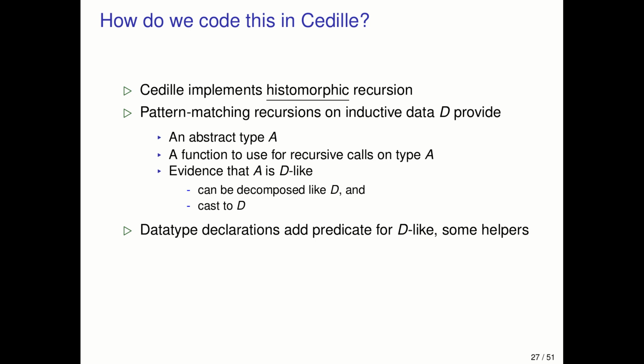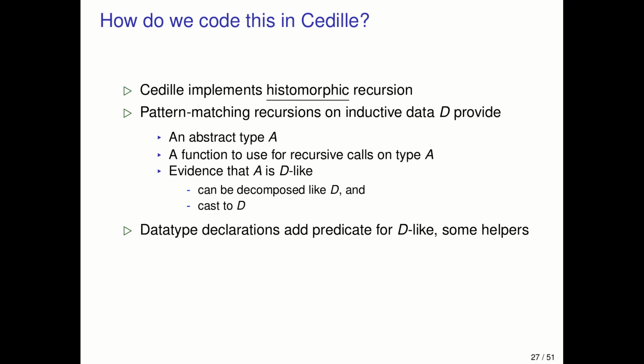And you also get evidence that A is, quote, D-like. What does it mean to have a type that's D-like? Well, it can be decomposed like D. You can take it apart. And furthermore, you can always cast it back to D. So as you're digging through some list, you're using this abstract type A. You get the tail of the list as having type A. Now you can decompose that tail more, like get the tail, the tail, the tail, and it will still have type A. And if at some point you say, enough, I just want to go back to D, you can cast it back.